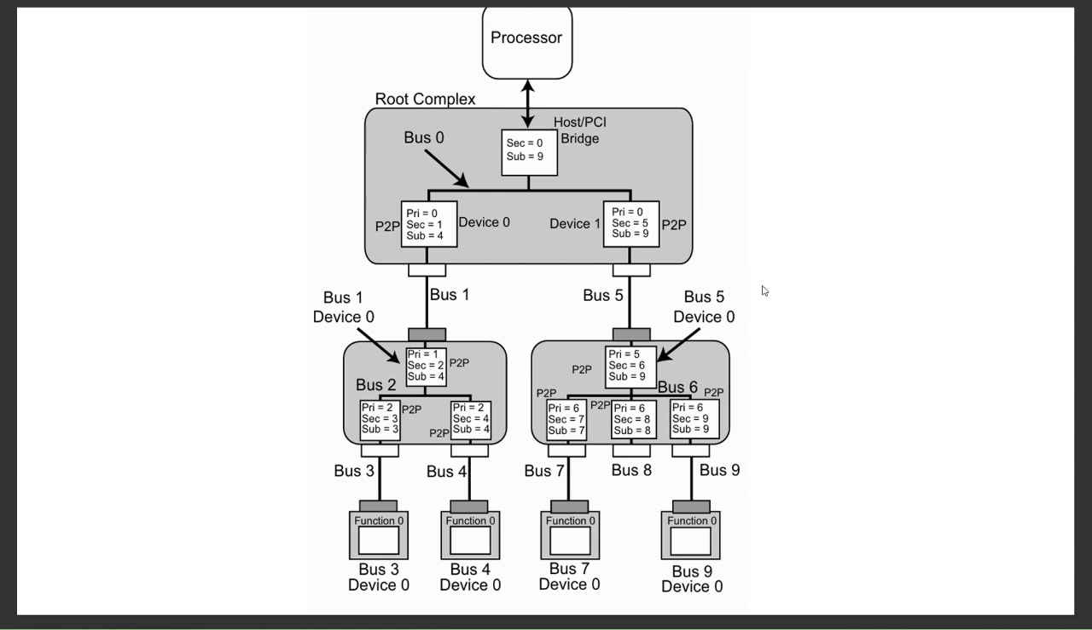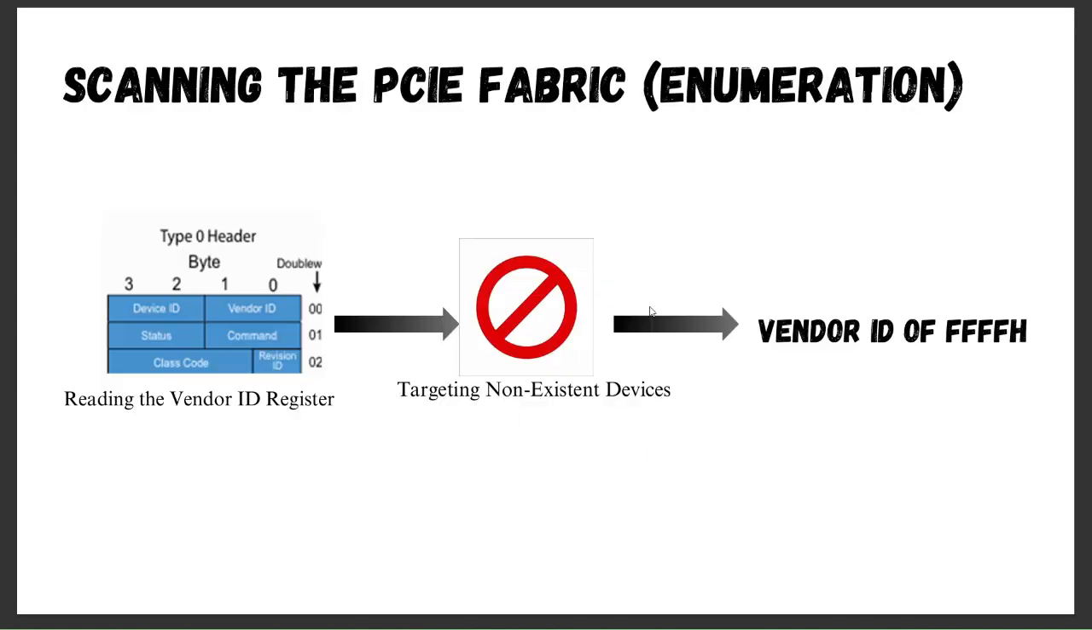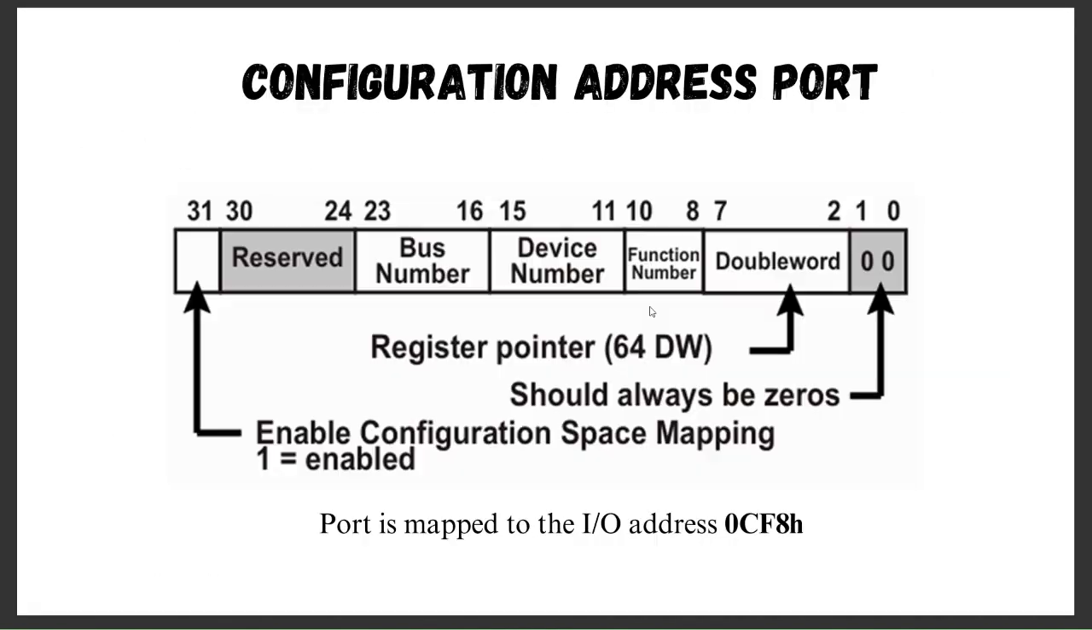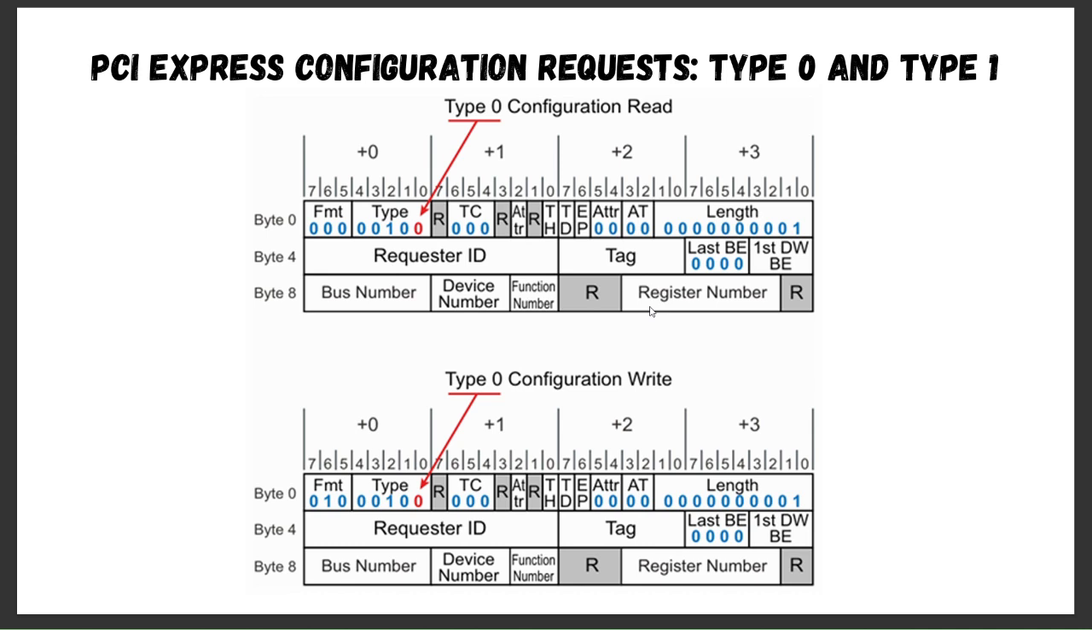So let us now move on to what a type 1 configuration request and type 0 configuration request are. A type 0 configuration request is used when the target bus number matches the secondary bus number. I just now told how to find out the secondary bus number.